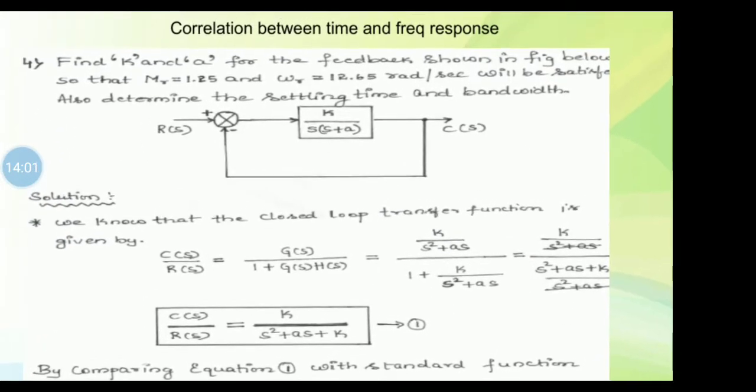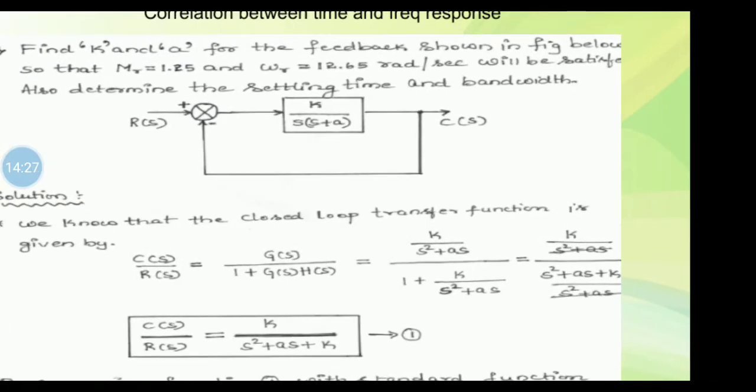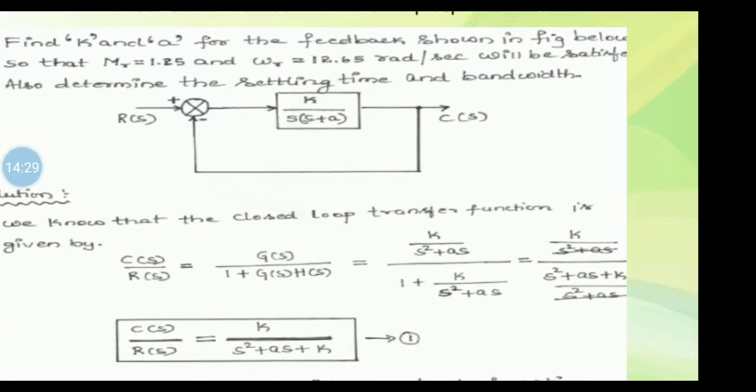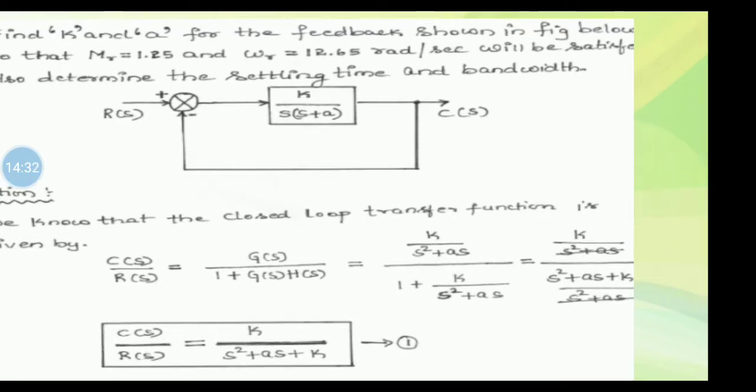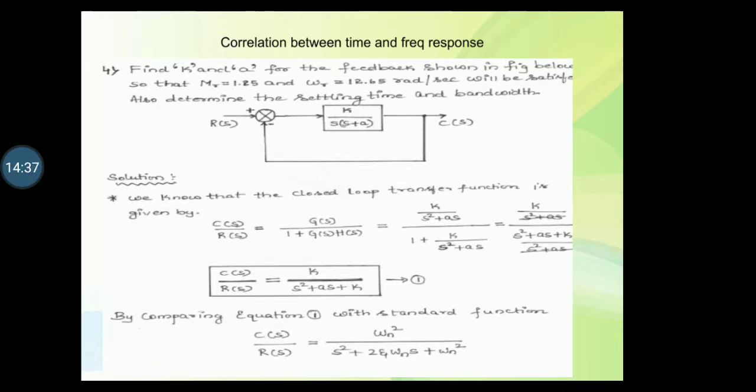Solution. We know that the closed loop transfer function is given by C of S by R of S is equal to G of S divided by 1 plus G of S into H of S, which is equal to K divided by S square plus AS, divided by 1 plus K divided by S square plus AS. So you can have K divided by S square plus AS, divided by S square plus AS plus K by S square plus AS. So C of S by R of S is equal to K divided by S square plus AS plus K. I'll take this as equation 1. Then I'll compare this equation 1 with the standard function.